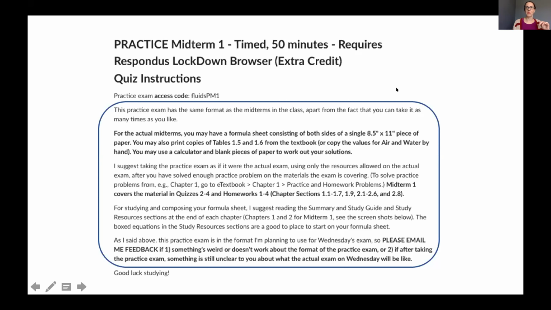Really, really important on my end, please give me feedback on the practice exam, because this is how I'm planning to make Wednesday's midterm. But if there's something about it that doesn't work, you have to let me know. It's the first time I'm doing an online exam like this.